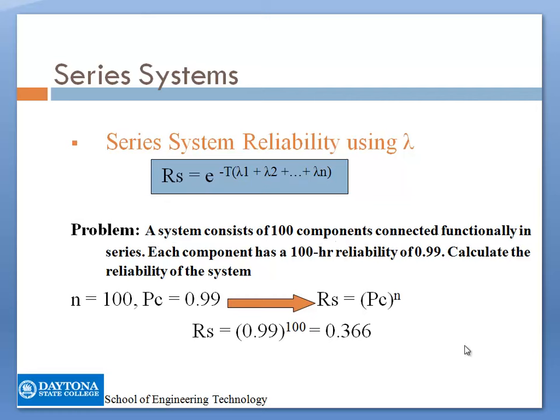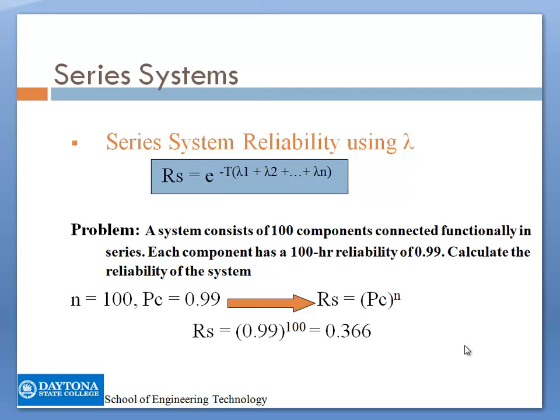So this is an example. It says a system consists of 100 components and they're connected functionally in series. Each component has a reliability of 0.99 for 100 hours. So we need to calculate the reliability of the system. So what do you know here? You know that we have 100 components, so that's our n. We also know that each component has a reliability of 0.99, and that's the individual reliability.